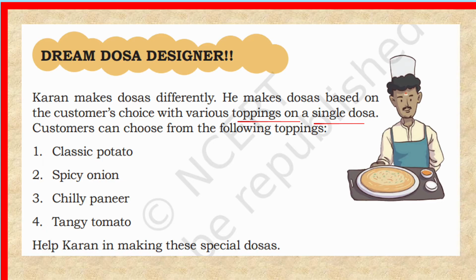He makes dosas based on the customer's choice, what they want on their dosa. He adds different toppings to make each dosa unique. Sometimes one dosa can have more than one topping. Customers can select from the list of toppings. See, classic potato, spicy onion, chili paneer, tangy tomato. These are the toppings. Help Karan in making these special dosas.